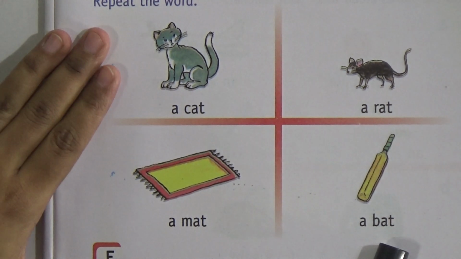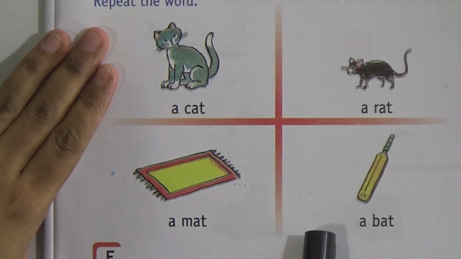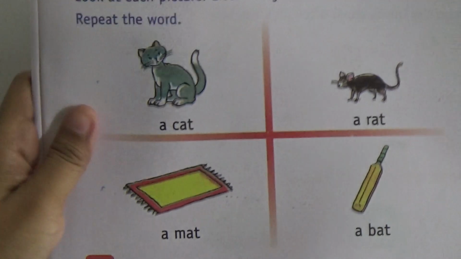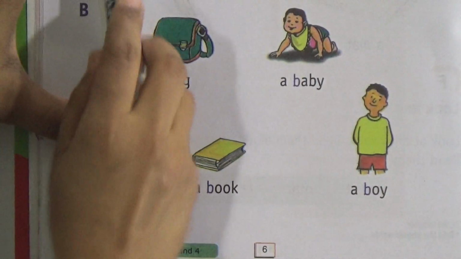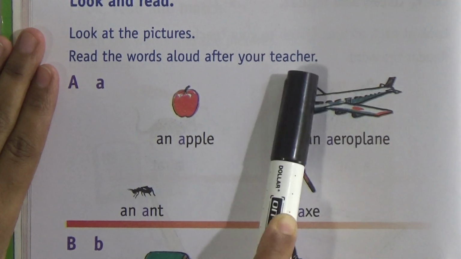So in page number 5, what have we learned? We have learned a cat, a rat, a mat and a bat. Total 4 words here. Now go to the next page. Page number 6. Just look here. Look and read. Look at the pictures. Read the words aloud after your teacher.